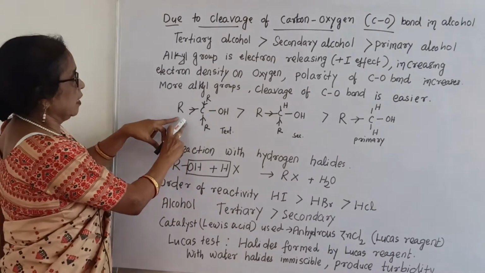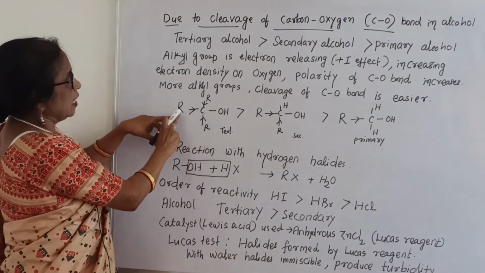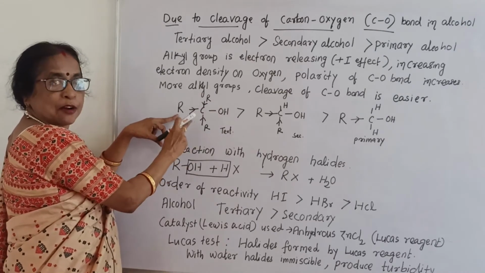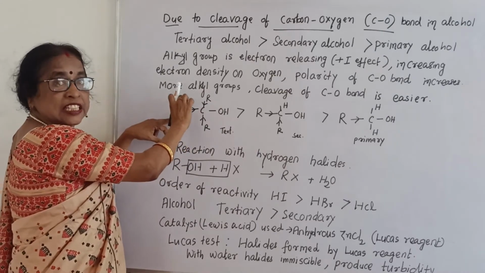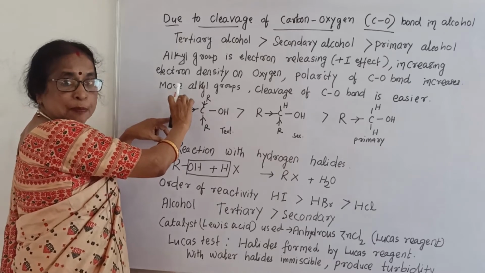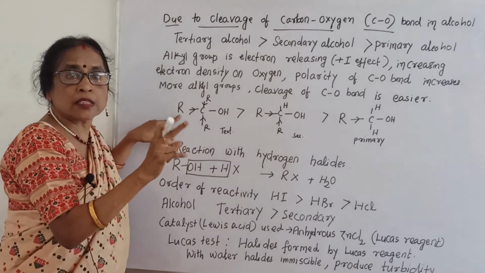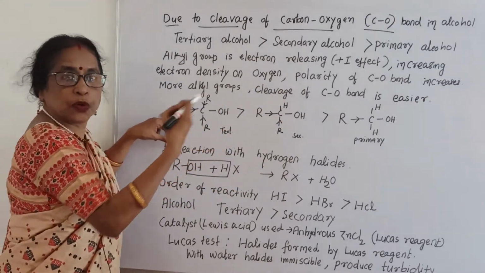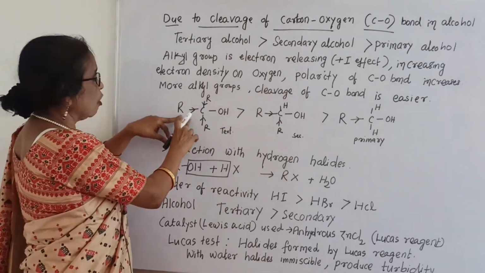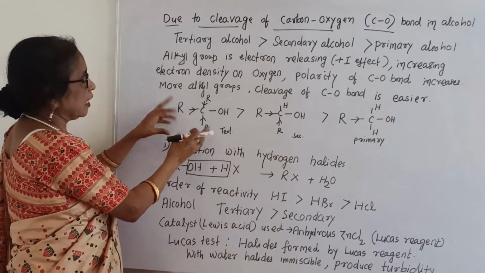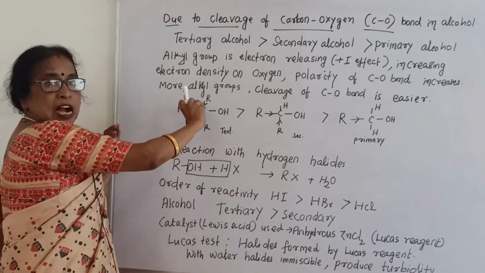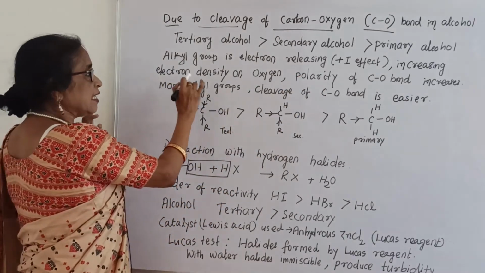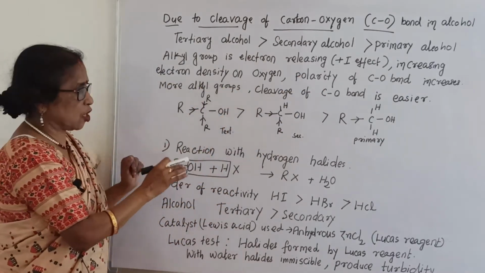Here you can see this structure, 3 alkyl groups are attached, and the arrow mark means they have electron releasing capacity, which is called the plus I effect. Electron donating nature is plus I, electron withdrawing nature is minus I. Due to the plus I effect the electron moves towards carbon. The alkyl group is electron releasing and it increases electron density on oxygen.